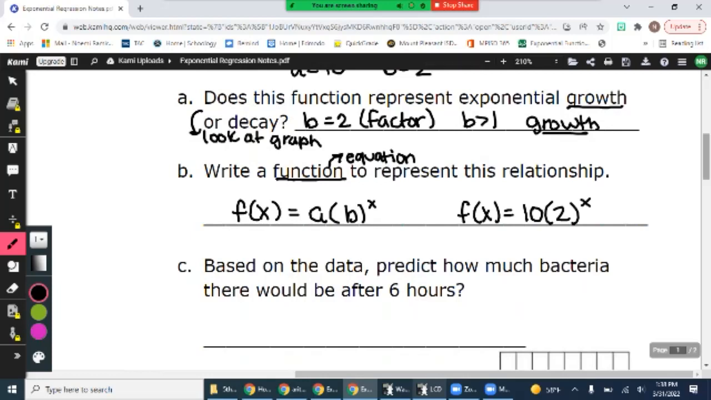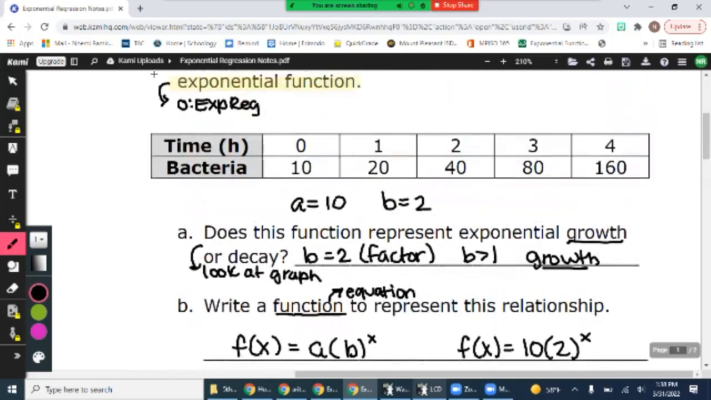Okay. Before we move on to part C, A also represents something. I have a 10 right here. What else could that represent?